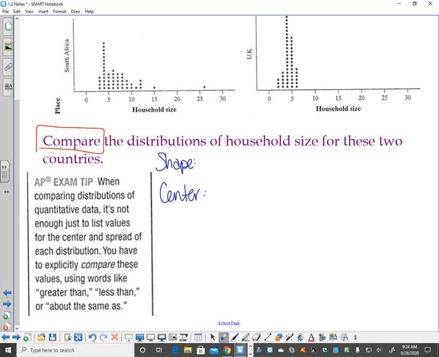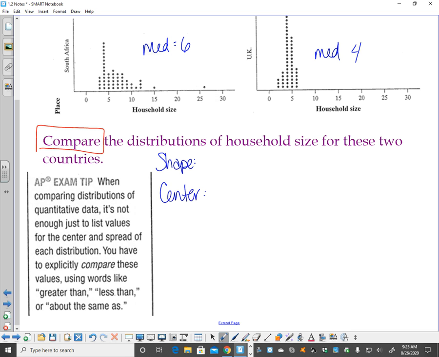Center. If I'm looking at the median, there were 50, so I'm going to find the median for each one. I find the median for South Africa to be 6, and the median for the UK is 4, and that's just by counting the total number of dots and then finding the midpoint. So, median.